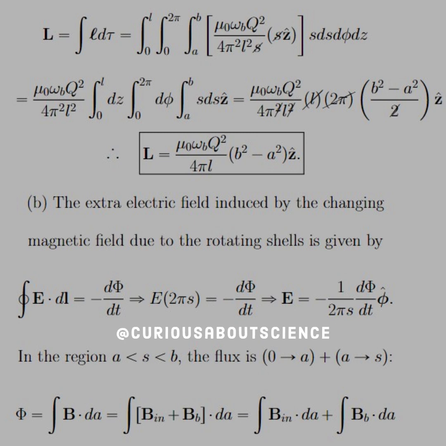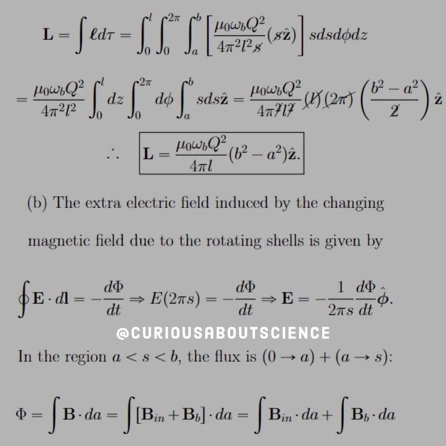Okay. So now for part B, the extra electric field induced by the changing magnetic field due to the rotating shells is given by, well, let's use Faraday's law. Take the closed integral of E dot dl and take the negative time derivative of phi, the magnetic flux, and we see that we get E is equal to negative 1 over 2 pi s d phi dt in the phi hat direction. So for a region in between A and B, the flux is from 0 to A and A to S.